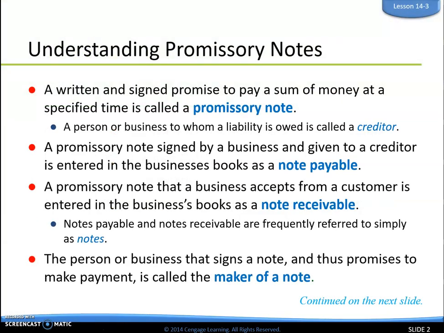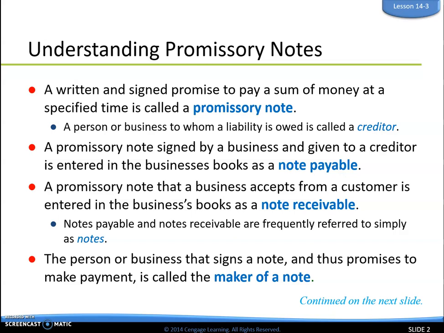So first, they're just giving us a bunch of terms and definitions. A promissory note is a written and signed promise to pay a sum of money at a specified time. The business or the person to whom the liability is owed is called the creditor. The promissory note signed by a business and given to a creditor is entered in the business's books as a note payable. A promissory note that a business accepts from a customer is entered in the business's books as a note receivable. So it just depends on which end we are on with that promissory note, as to whether we record it as a note payable or a note receivable.